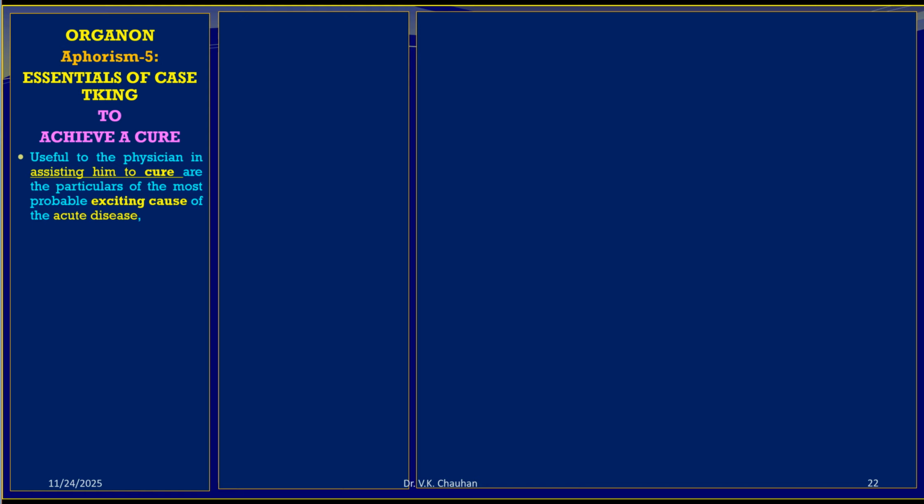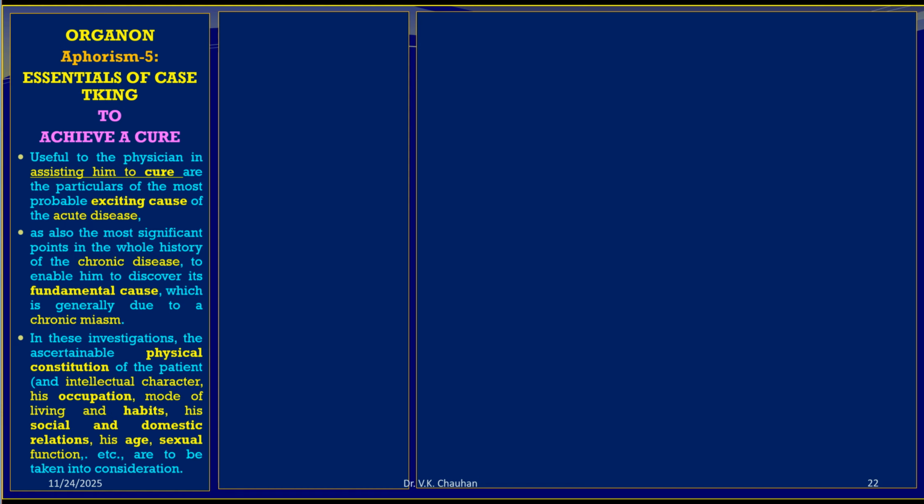And there are particulars of the most probable exciting cause of the acute diseases, whether you are looking into acute disease or chronic disease. If you are looking at the acute disease, you need to know the exciting cause. And also the most significant point in the whole history of the chronic disease. If you are looking into a chronic disease, what is that significant history? It is to enable him to discover the fundamental cause, which is generally due to a chronic miasm. So all chronic diseases should be identified in the background as belonging to psora, sycosis or syphilis.